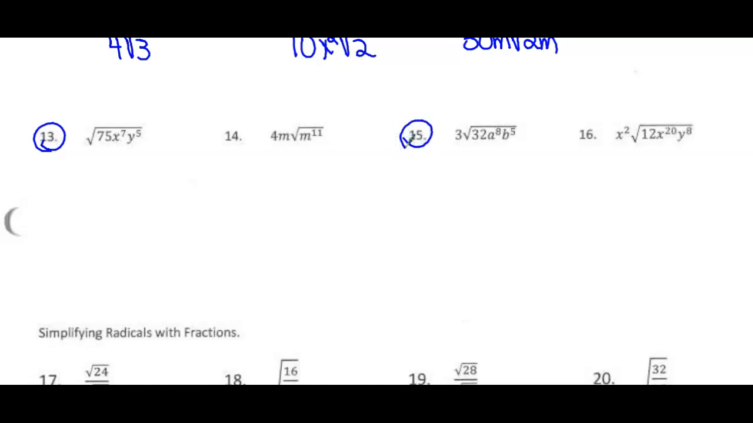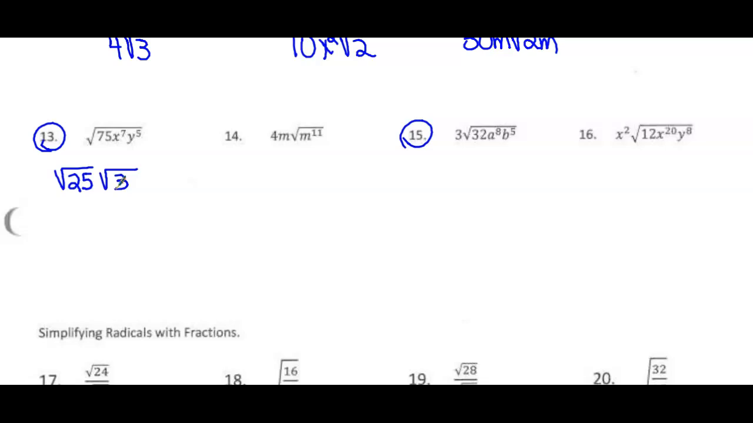Okay. Number 13, there's no number on the outside, so we don't have to worry about that. There's a 75, an x to the 7th, and a y to the 5th. So 75 is not a perfect square. But we have to think of the biggest perfect square factor that would go into 75. You're doing these mentally in your head. Hopefully you realize that 25 goes into 75 3 times. I picked 25 because it's a perfect square.